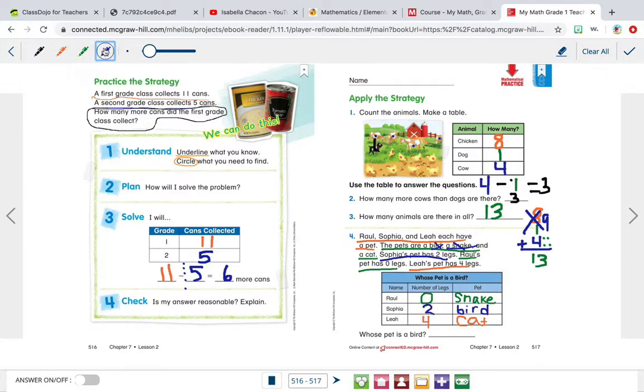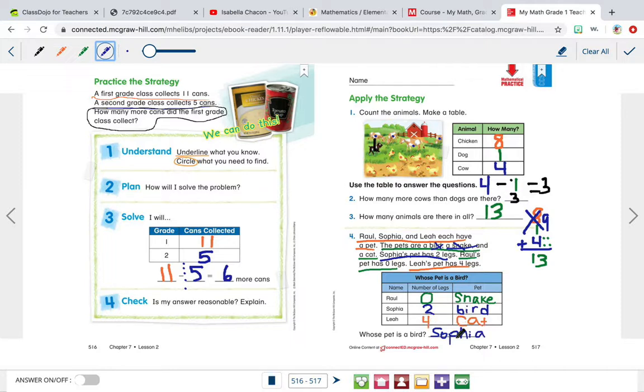Now we have to figure out whose pet is a bird. Well, we have snake, bird, and cat, so I'm going to go to bird here, and we're going to go all the way to the end. And Sophia is the person whose pet is a bird. So Sophia's pet is a bird. So we're going to say Sophia. And I'm answering with Sophia.